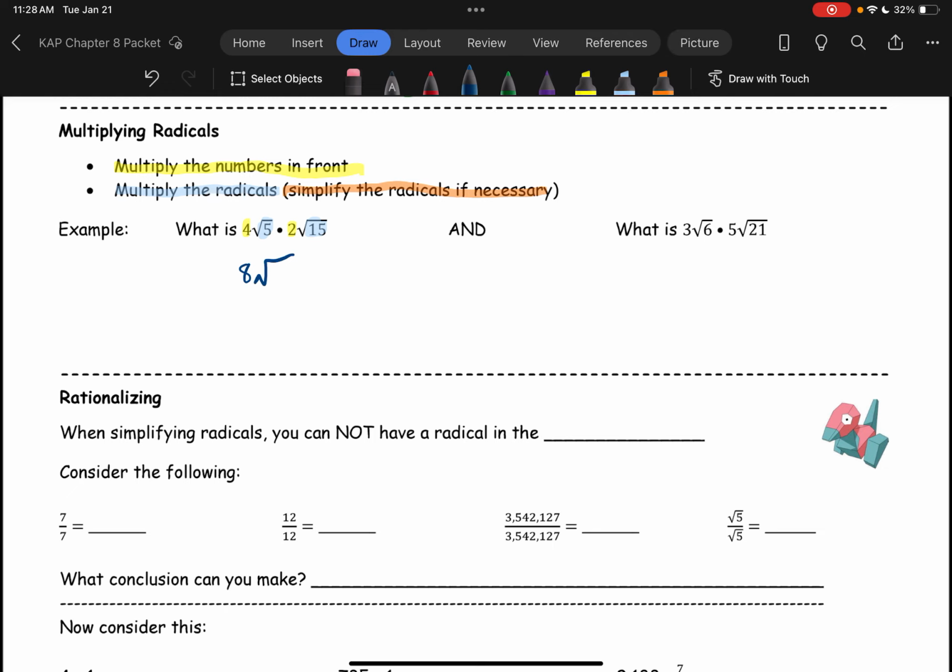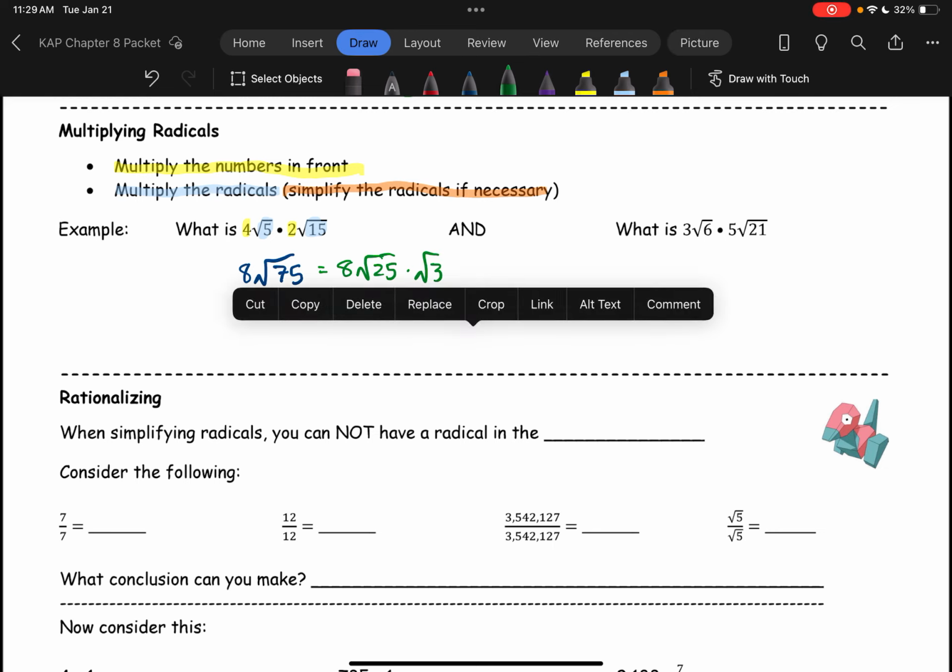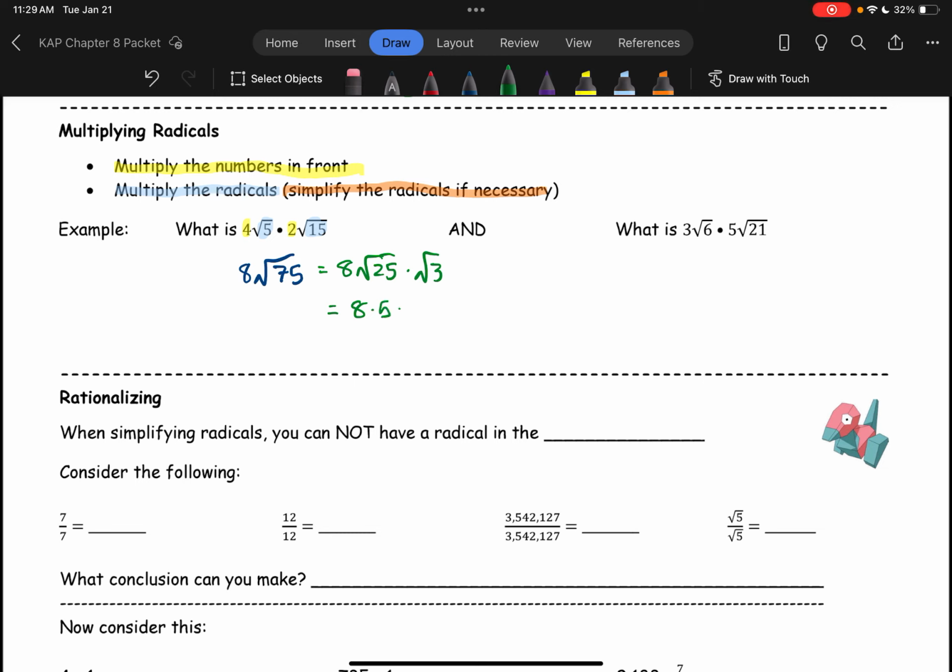So 8 square root of 75. And here we want to make sure that we leave our answers in simplest form. The 75 can be broken up into 25 times 3. And so we're left with 8 times the square root of 25, which is 5, and then square root of 3.